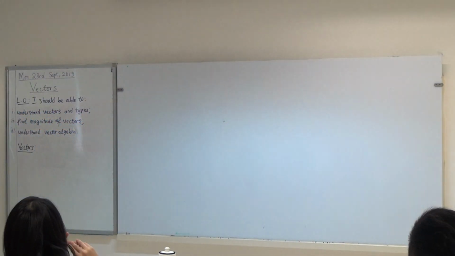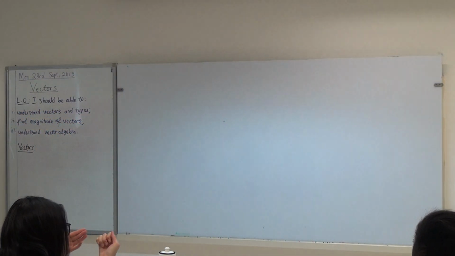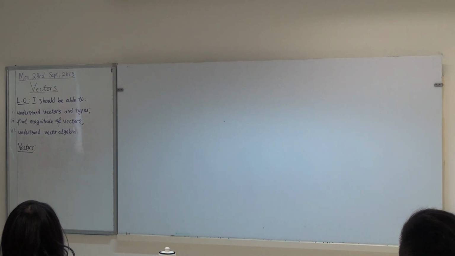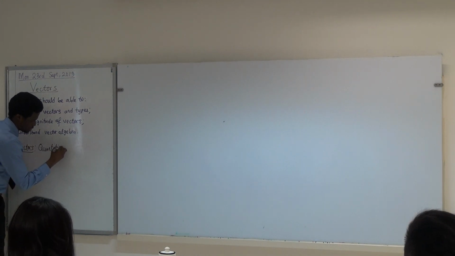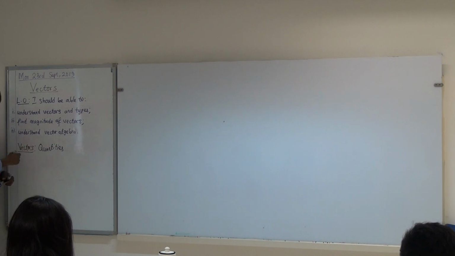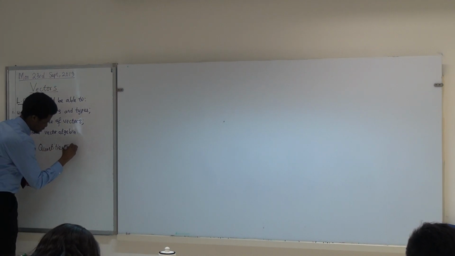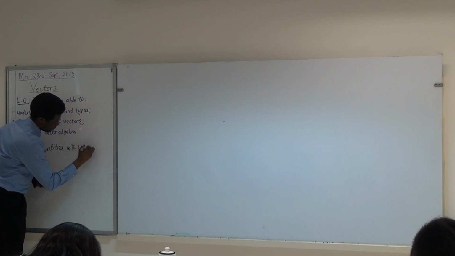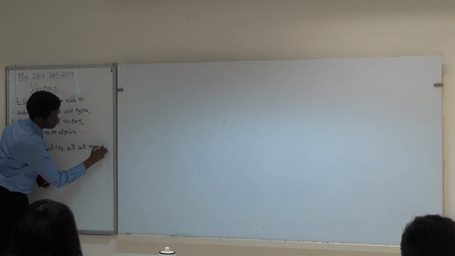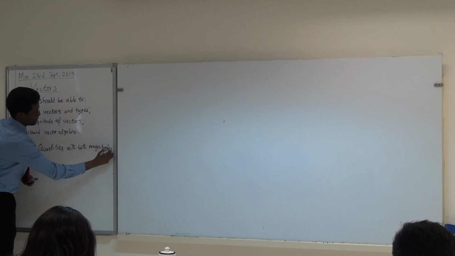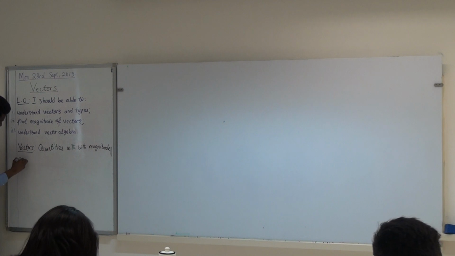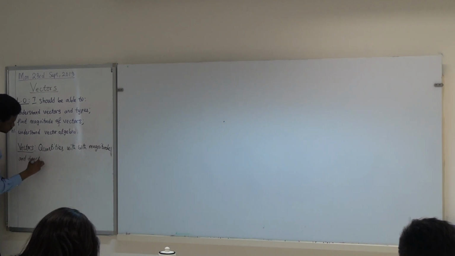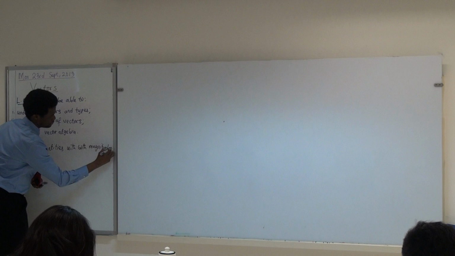And the magnitude of the vector, as we'll see, is the length of the vector. Actually, this is the physics definition. You don't need all that. I'm just going to go into the math after this. Quantities with both magnitude and direction. We can pluralize everything.